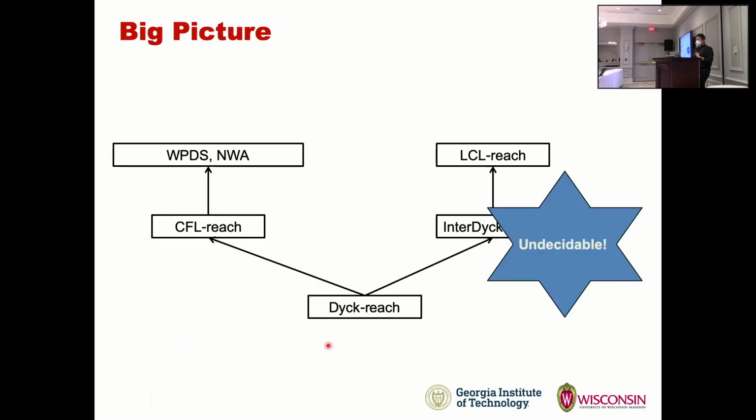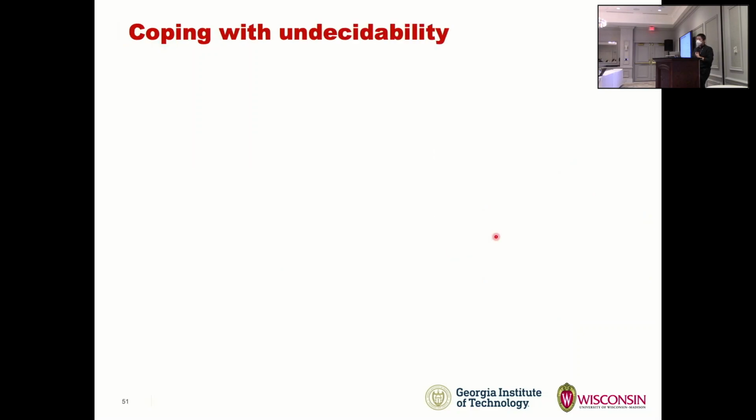So if we revisit this figure, we can see that this inter-Dyck problem is undecidable. But as a PL researcher, we do not worry about undecidability, right? Because in practice, we can always over-approximate or relax the problem to make it decidable. So what is the other direction to cope with the undecidability? The other direction is that we can also find some special cases, and maybe on these special cases, the problem will become decidable.